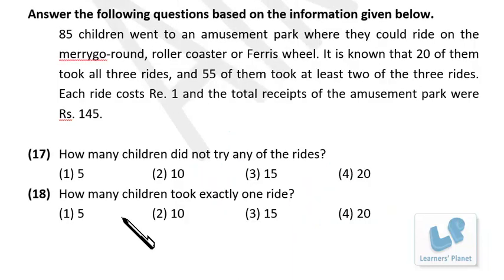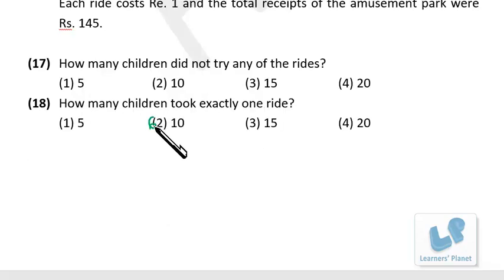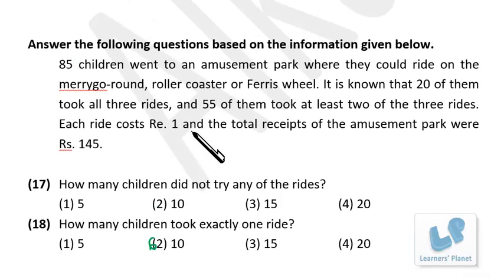85 children went to an amusement park where they could ride on a merry-go-round, a roller coaster, or a Ferris wheel. It is known that 20 of them took all 3 rides and 55 of them took at least 2 of the 3 rides. Each ride cost ₹1 and the total receipts of the amusement park were ₹145. So in all that means 145 rides were taken. Now 20 of them are taking all the 3 rides. That means the total bill will be 20 into 3, that is 60 rupees.